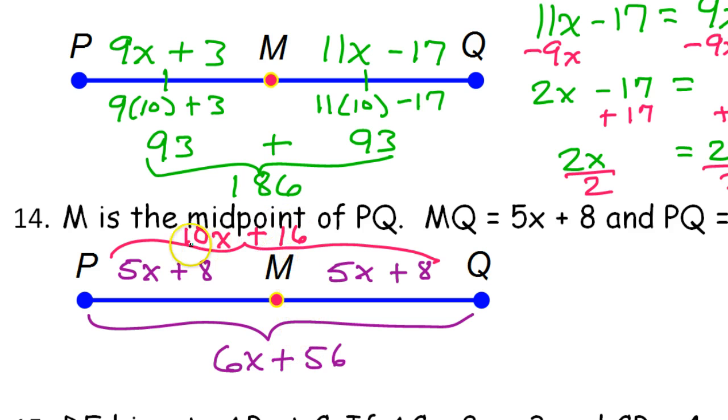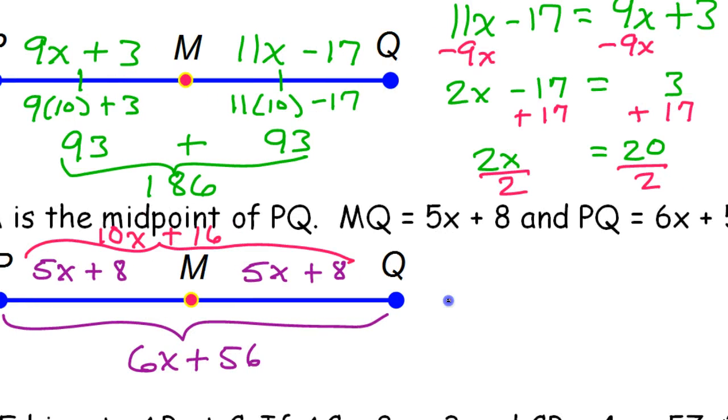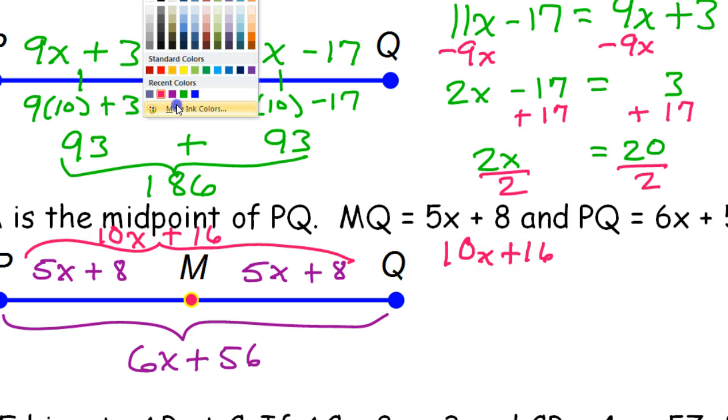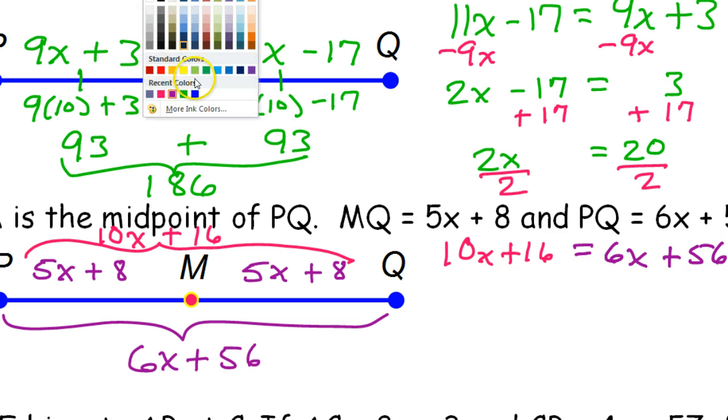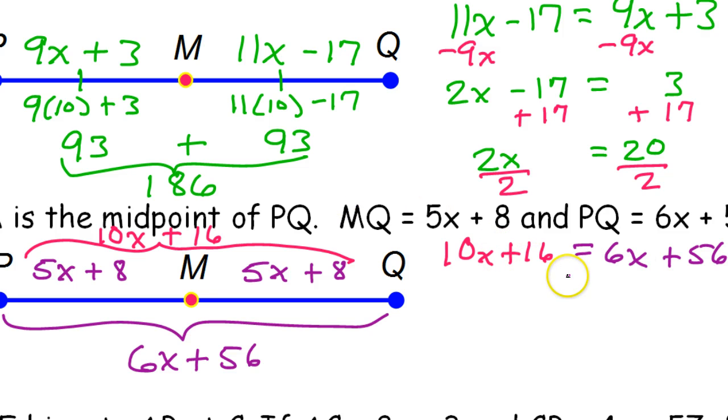Now look at it. 10x plus 16 is PQ. 6x plus 56, also PQ. So these two expressions must equal each other. So let's set them equal to each other. 10x plus 16 must equal 6x plus 56. Alright, to get these together, we want to subtract 6x from both sides.